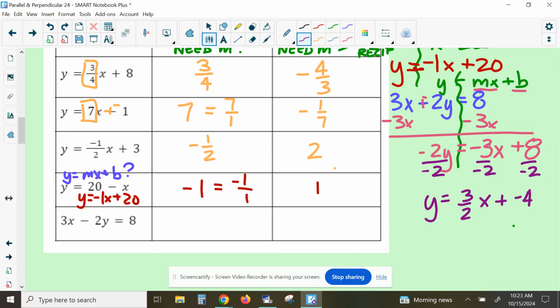And now, does he look like y equals mx plus b? Yes. Okay, I'm going to put him back over here in my table. Y equals 3/2 x plus -4. Or you could have just written -4 also if you really wanted to. Okay?